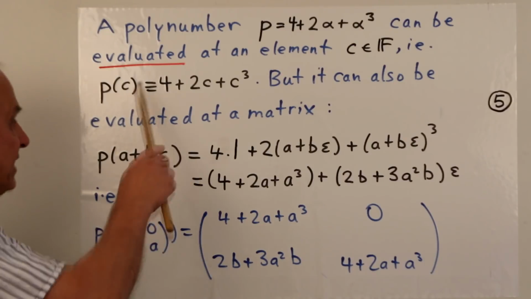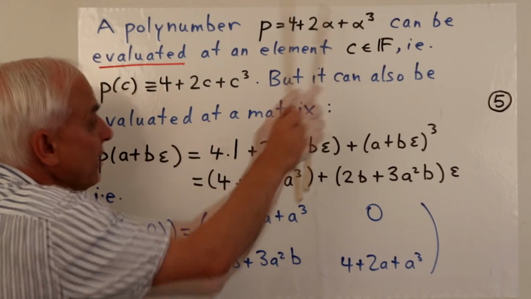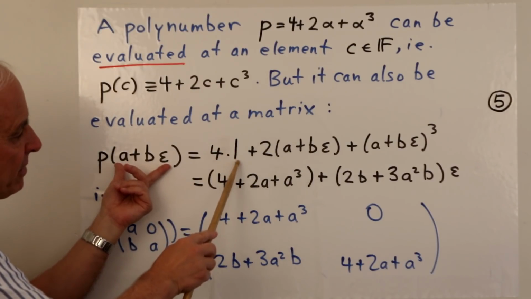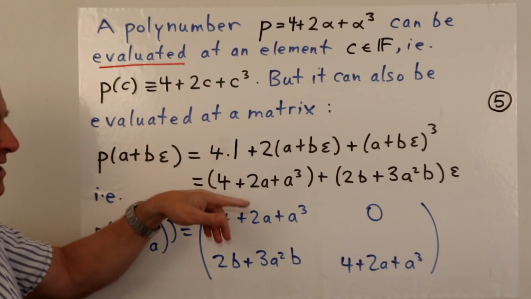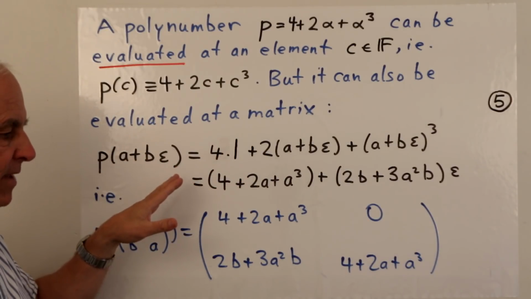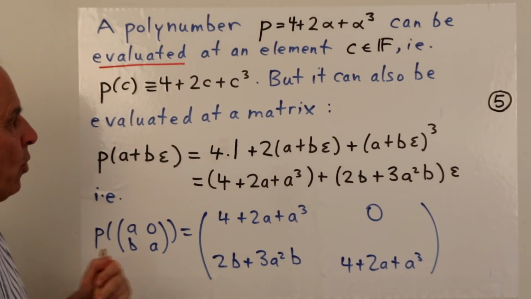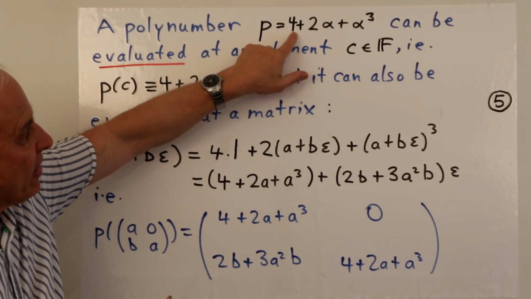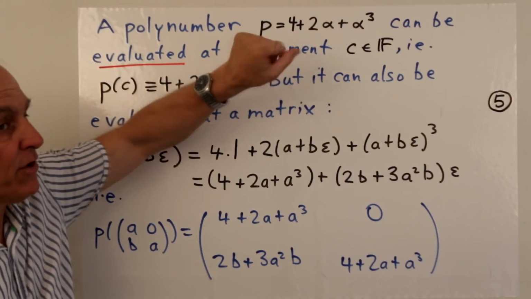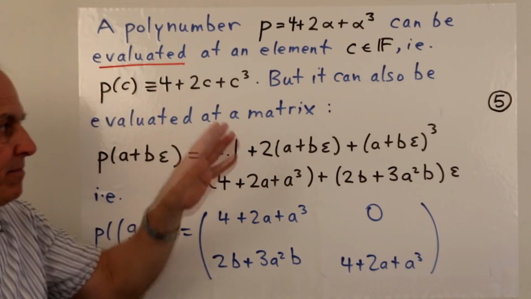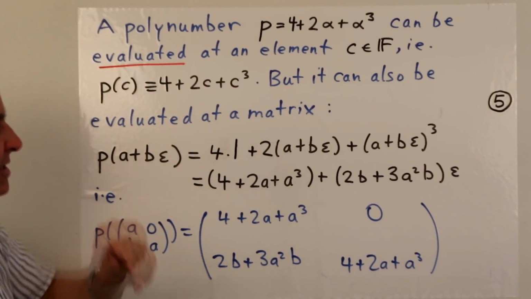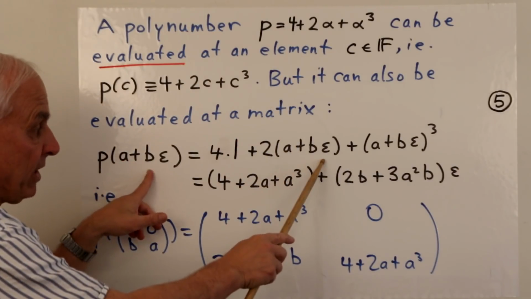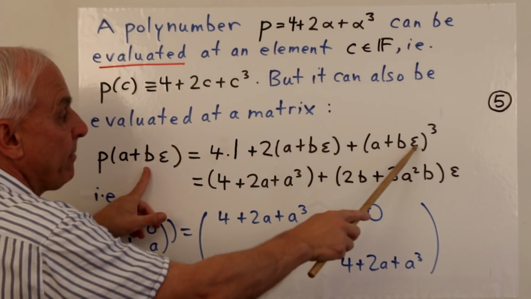How? Well, exactly the same thing. You just replace the alpha in the expression here with a plus b epsilon. So 4 times 1, we might be a little bit specific about that. The 1 here is the identity matrix because we're working in the algebra of matrices. We could be even more specific by being a little bit more pedantic, instead of writing 4 times alpha to the 0. If we did that, then that little ambiguity would disappear. So we have 4 times the identity matrix plus 2 times a plus b epsilon plus a plus b epsilon cubed.